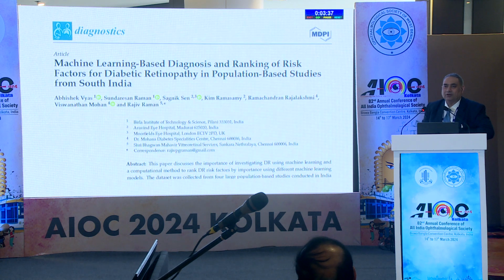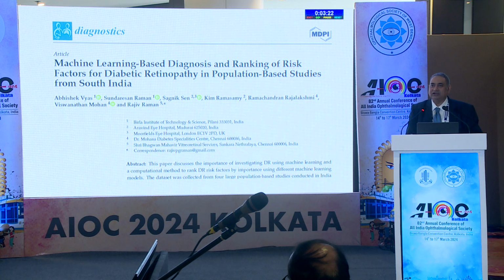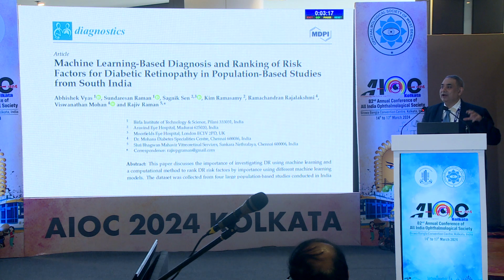Can we do something on risk factors? Because we cannot screen 101 million people with diabetes in our country. If we say that you need to take a dilated exam or a retinal image for everybody, it is next to impossible. So definitely we need an alternative approach, and one of the alternative approaches is: can we identify only a high risk group and do a retinal screening for them?